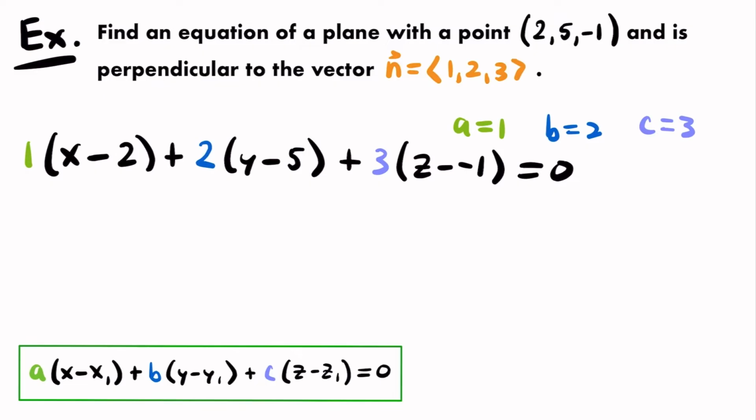All right, and so now what we want to do is simplify this equation. This is the equation of the plane in this example in standard form, but typically we don't give that as an answer.